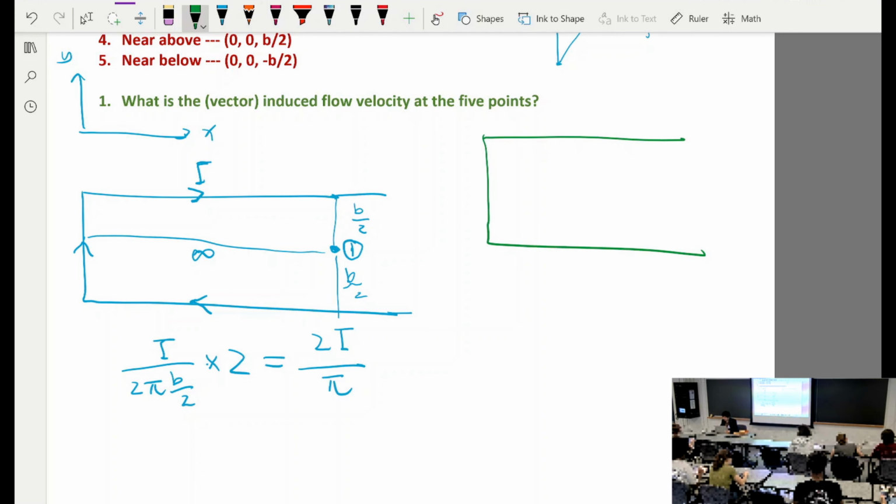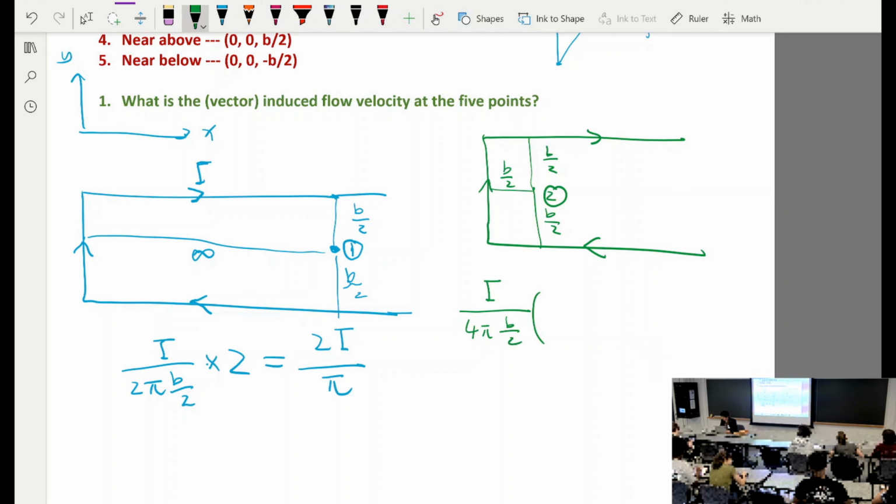Our second one, the vortex never changes, right? The vortex is the same, but we're looking at this point. And the distance to all the 3 legs of this vortex are half b. And if you look at the direction of the induced flow, from the 2 trailing vortices, they are still going downward, right? And for this vortex, it's also going downward. So 3 downward velocities added together. But the magnitude is now going to be different. Okay, so the magnitude is going to be gamma over 4 pi half b.